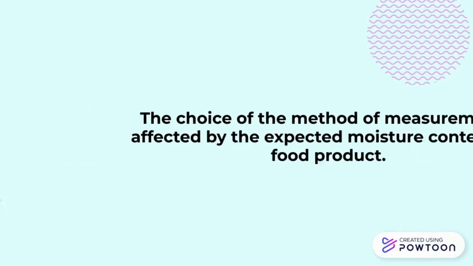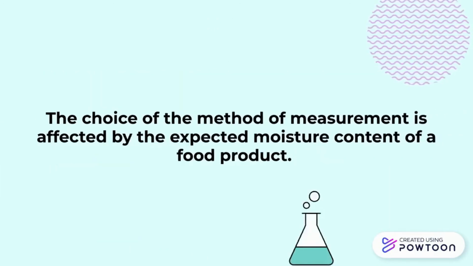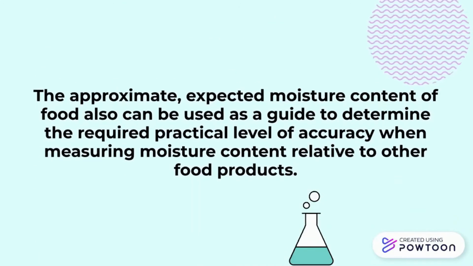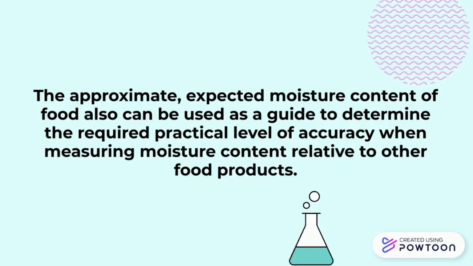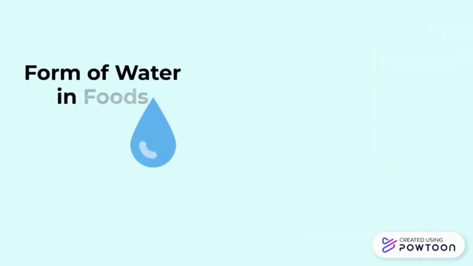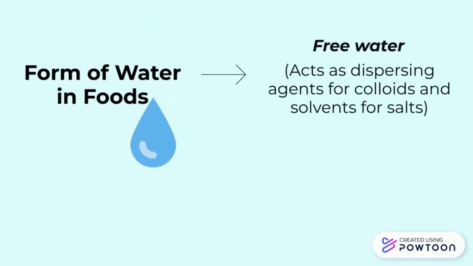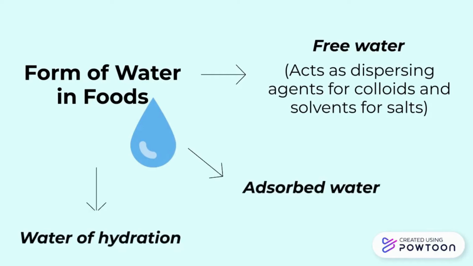The choice of the method of measurement is affected by the expected moisture content of a food product. The approximate expected moisture content of food also can be used as a guide to determine the required practical level of accuracy when measuring moisture content relative to other food products. There are three forms of water in foods: free water, which acts as a dispersing agent for colloids and solvent for salts, adsorbate water, and water of hydration.